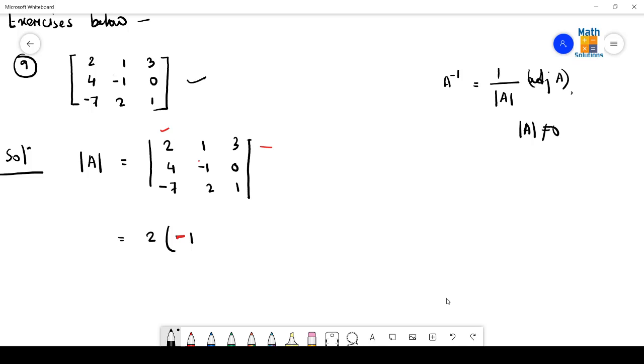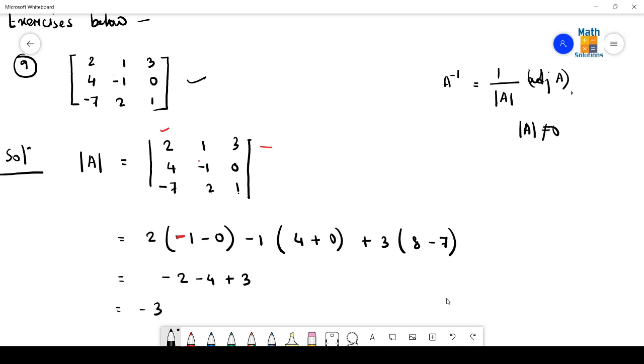Then followed by 2 into 0, it will ultimately be 0. Then minus 1, 4, product of these two, then minus plus 0 plus 3, I get here 4 into 2 is 8, then minus 7. So let us check what answer we get here. It is minus 2, minus 4, then plus 3. So the result comes as minus 3, which is a non-zero quantity, not equal to 0.